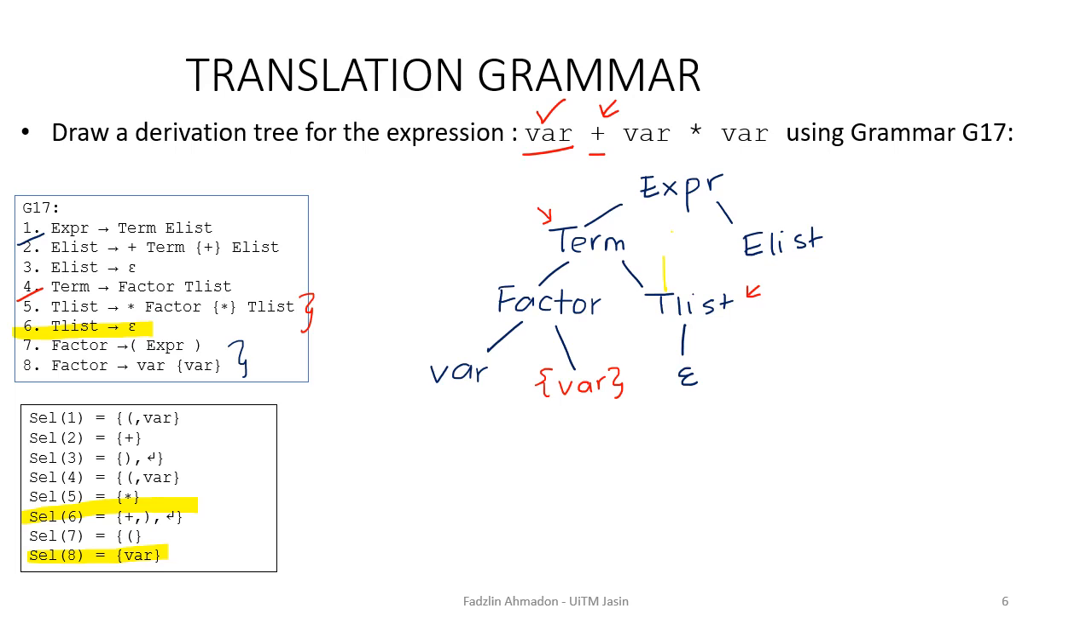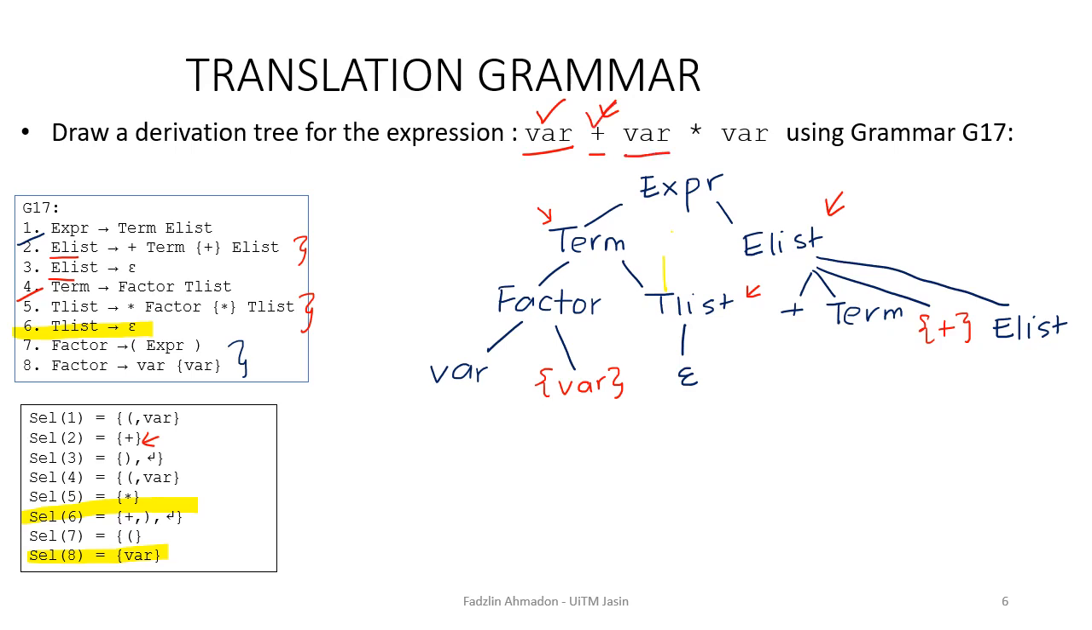So we move up to elist, and we need to choose the rule that has plus under the selection set, because we have two rules derived from non-terminal elist. So we choose rule number 2, because rule number 2 has plus as its selection set. So I am applying rule number 2 here: plus, term, and then we have an action symbol. This is plus action, and elist. Okay, so this is done.